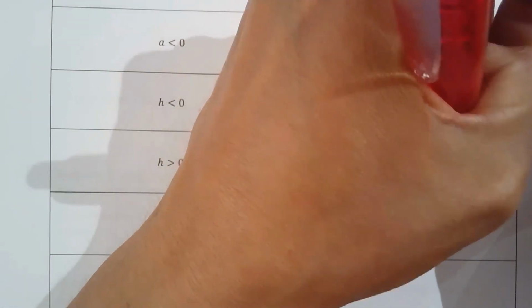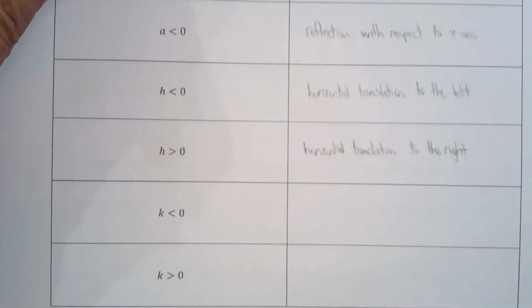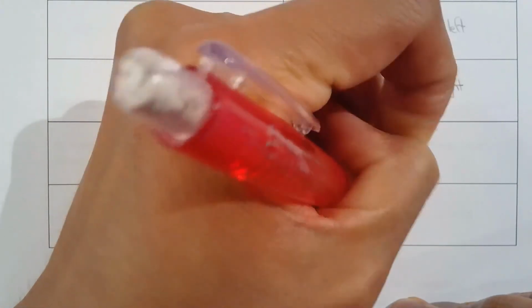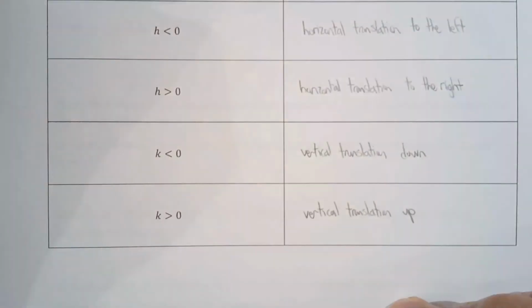Now we will definitely explain what we see from the animation algebraically, but for now I want to summarize those ideas before we forget. If k is less than 0, there's a vertical translation down, downwards. Or, if k is greater than 0, it's a vertical translation up or upwards.